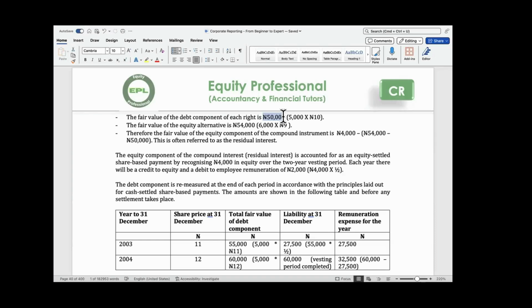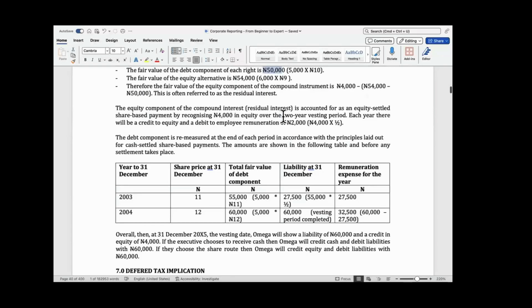Where the choice comes in is at the vesting date. They didn't tell us in this question the choice the employee eventually made. So that's why I've told you that if he chooses to be cash settled, then you just liquidate the liability. You debit the liability, credit bank. It closes off everything, right? Or if the employee chooses equity, credit equity, debit that liability to close it off.